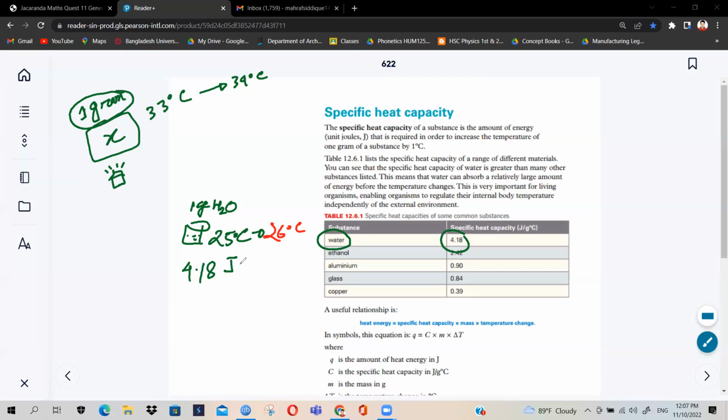That is what specific heat capacity implies or means.